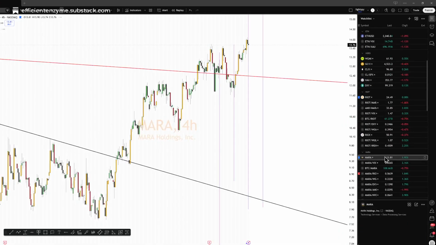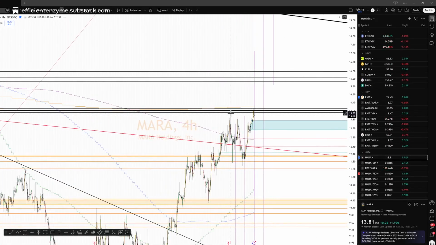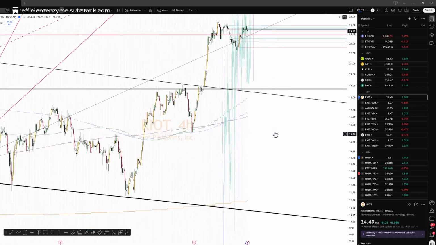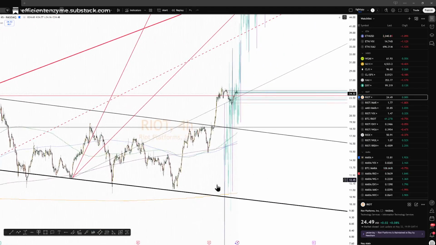Let's move along. Mara looks good. Mara's just consolidating. I believe Riot's going to pop before Mara. Mara's looking good, right? So let's talk about why we're moving money the way we are between different trades. So recall, I just called out what the Riot trade was and when we bought, right? So why am I moving Riot to Mara if both have huge upside?